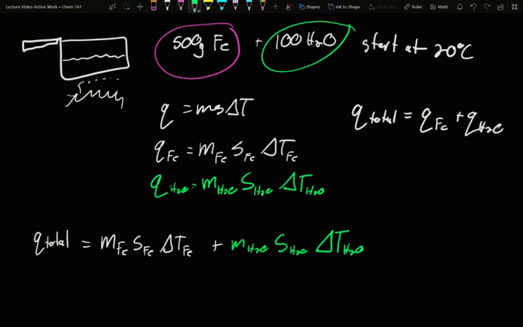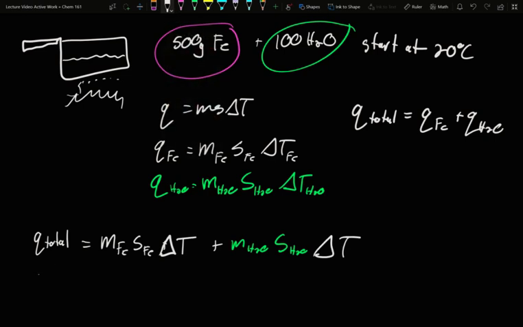Conveniently for us, they started at 20 degrees, and as long as they're in contact on the stove, they're going to be the same temp. The iron gets hotter, and it's touching the water, so the water gets hotter. If either of them was ever colder, it would heat up the other one. And so they're going to be the same final temp, which means delta T must be the same. Our delta T of water and our delta T of iron must be identical. They're just times delta T.